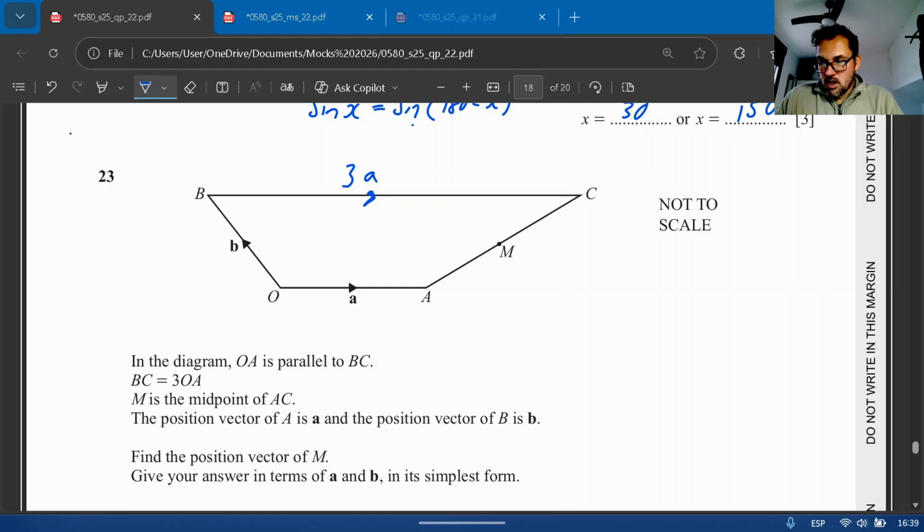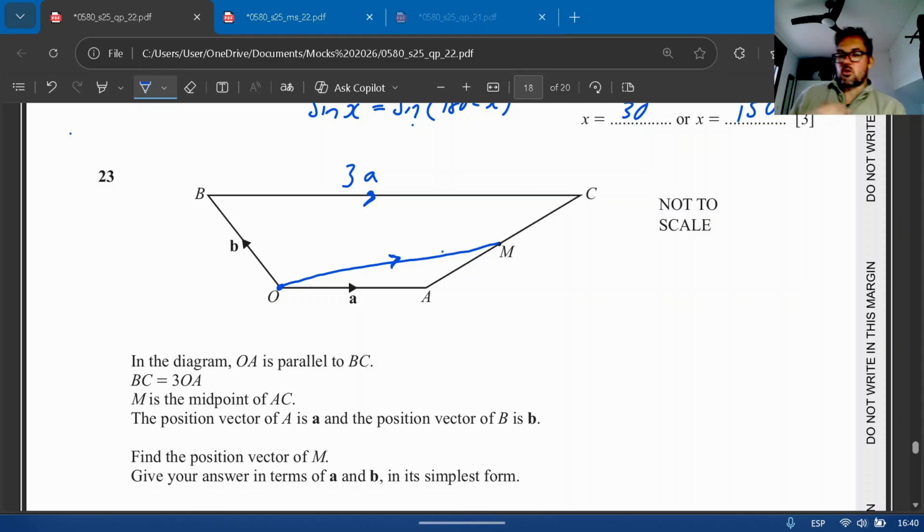That's 3A. The position vector of A is a. Position vectors means it starts from O. Yeah, we can see that. We already saw that. And from B is lowercase b. Oh, we got it. Find the position vector of M. So what they are asking us to find is this, going from the origin to M.